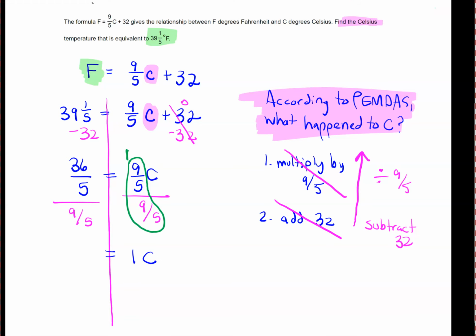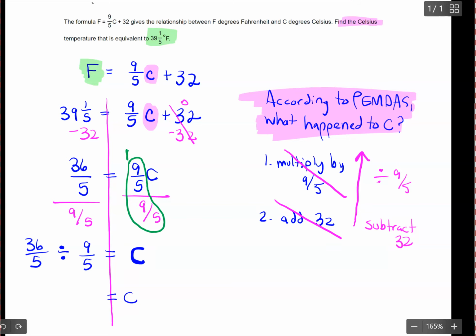But that 1 in front of the variable is just implied. If I just write a C there, it's implied that there's 1 C, so I don't need to write that 1 coefficient. And then on my calculator, I'm just going to enter 36/5 using my fraction button, divide by 9/5 using my fraction button. So let's go ahead and type that in our calculator.